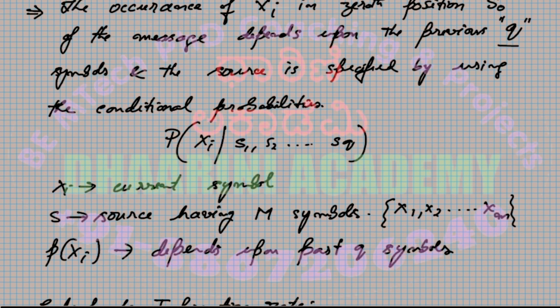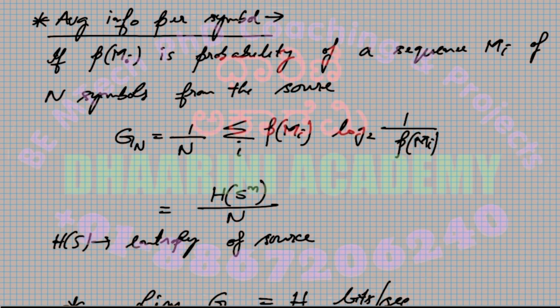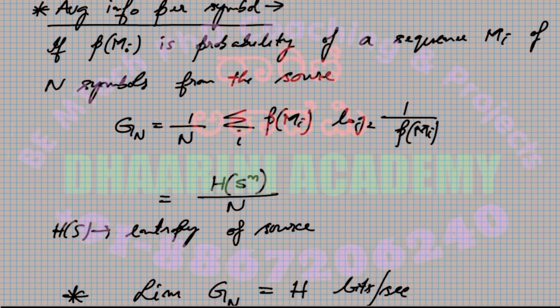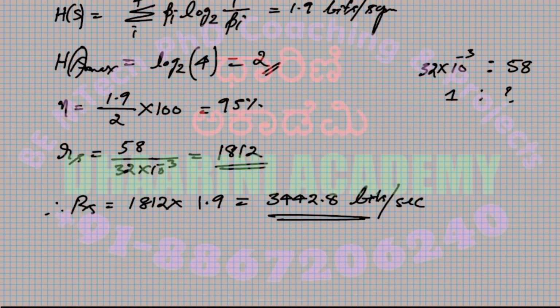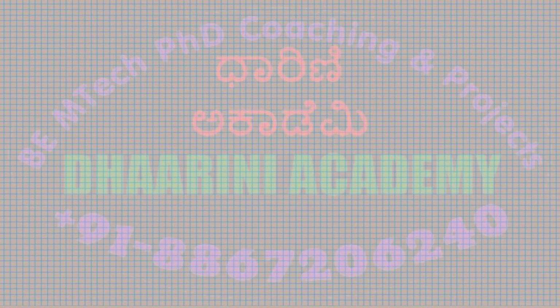And then we have an equation for average entropy per symbol that can be calculated as gn equal to 1 by n, summation over all the i's, probability of mi, log to the base 2 of 1 by p of mi. The same equation can be written as h of s to the power n, the extension of the source, divided by capital N, where capital N is the total number of symbols. These are the equations, I'll show you how to use them. We'll solve problems based on these concepts today.